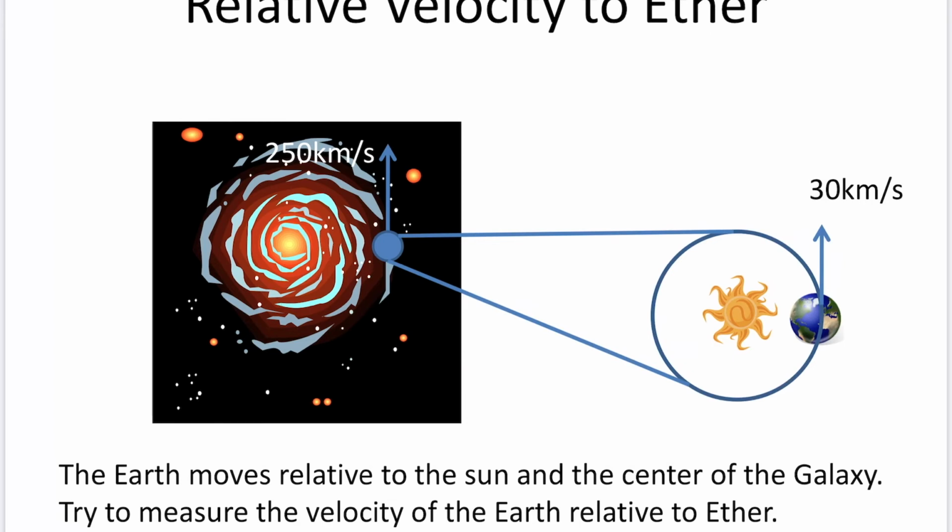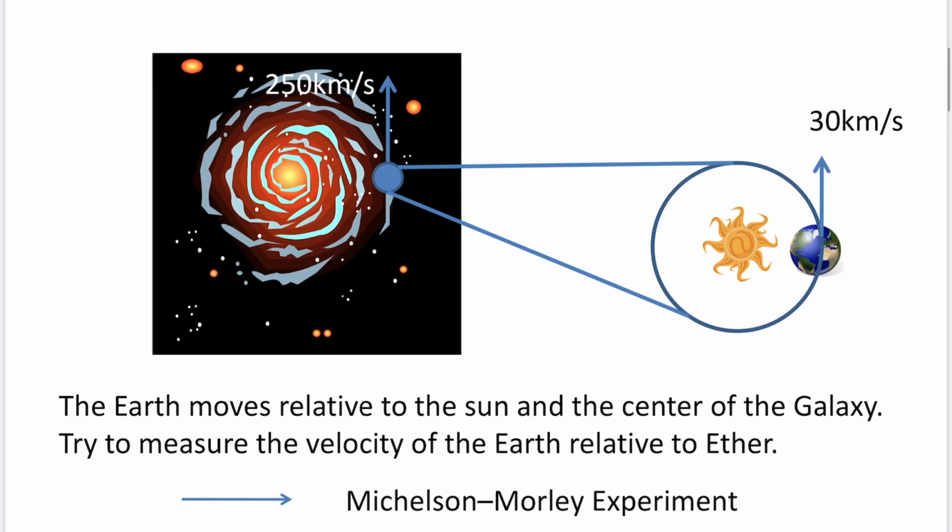Earth moves relative to the Sun and the center of the galaxy. We try to measure the velocity of the Earth relative to the ether. So our Earth should move with respect to the ether if the ether remains at rest with respect to the center of the universe. So Michelson and Morley tried to measure such a speed, the relative speed of the Earth with respect to the ether.